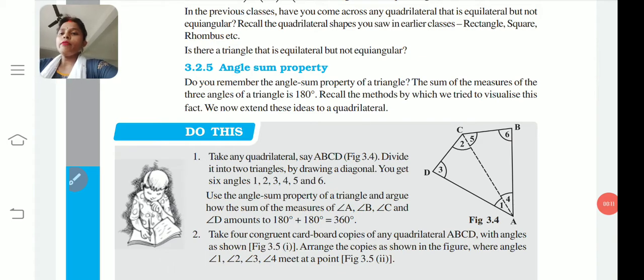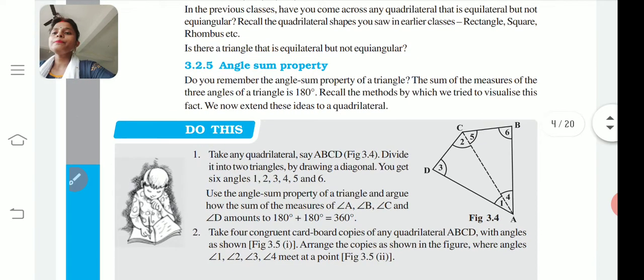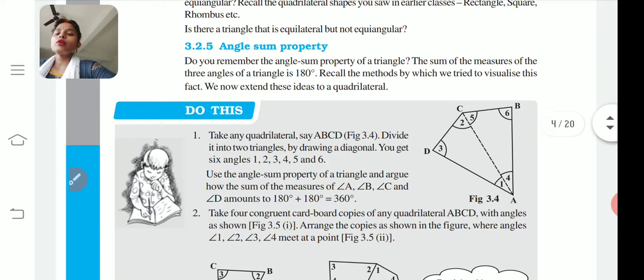So today again we will discuss understanding quadrilaterals. Today's subtopic is the angle sum property of the quadrilateral. Angle sum property of the quadrilateral.